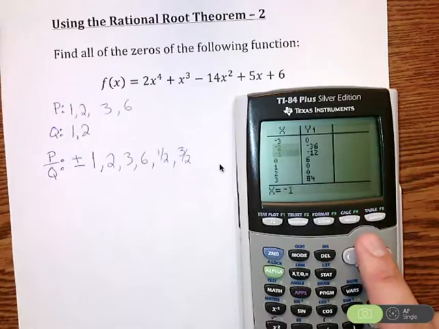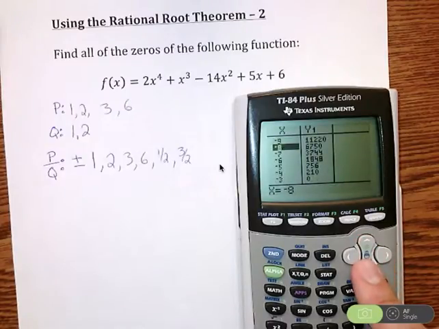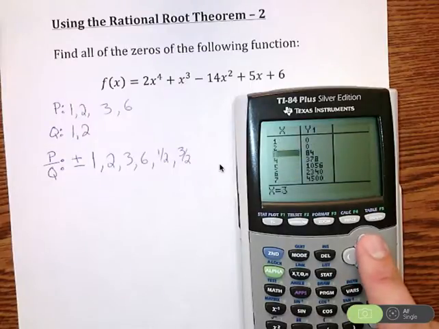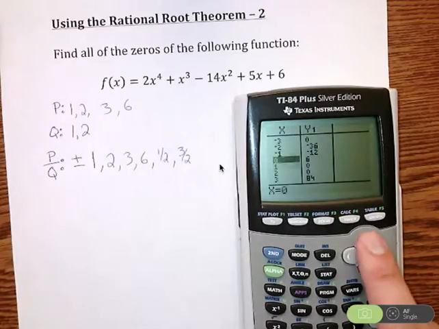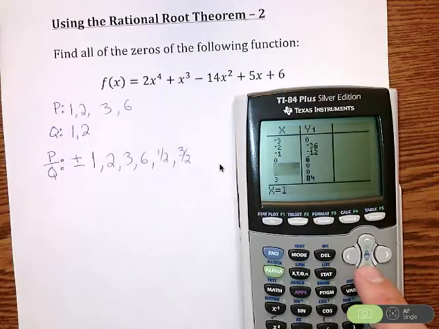Now what I'm looking for is which x values give me a y value of 0. And you'll notice there's several. So I'm looking for x values that give me a y value of 0. So I have -3 gives me 0, 1 gives me 0, and 2 gives me 0. I'm going to start with 1. I like to work with small numbers.